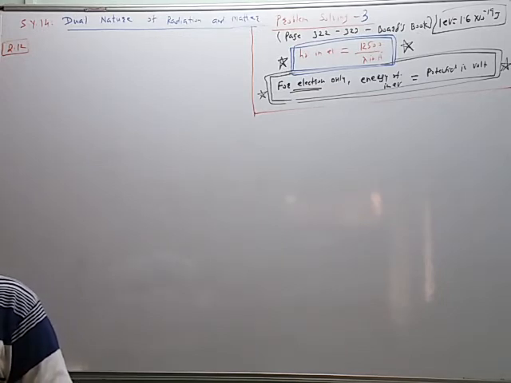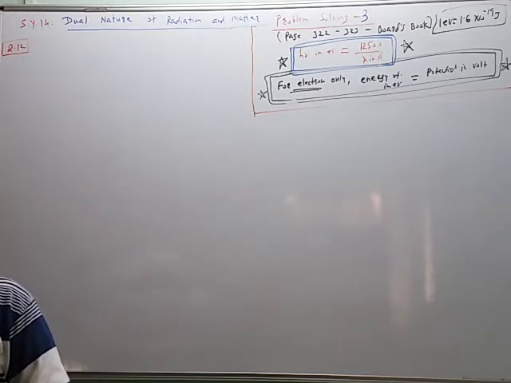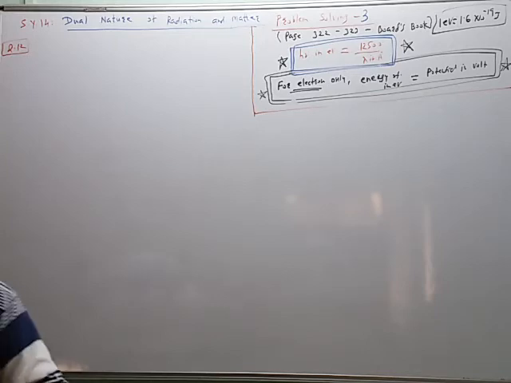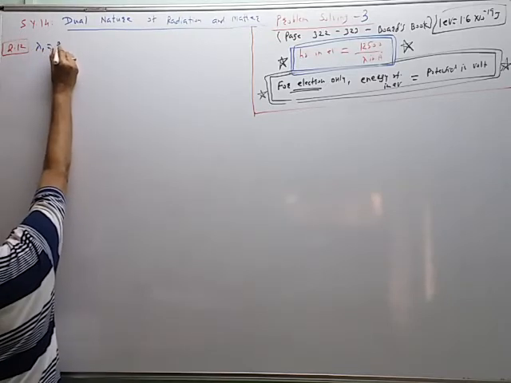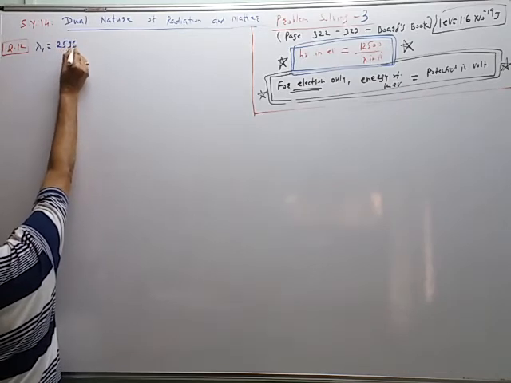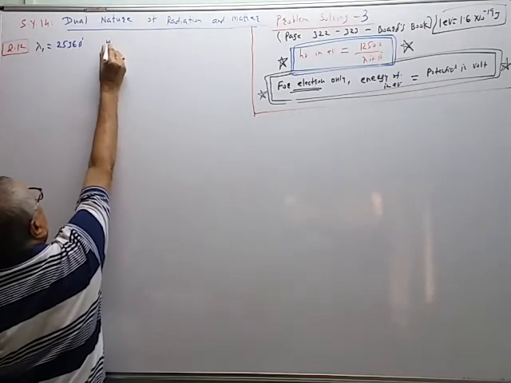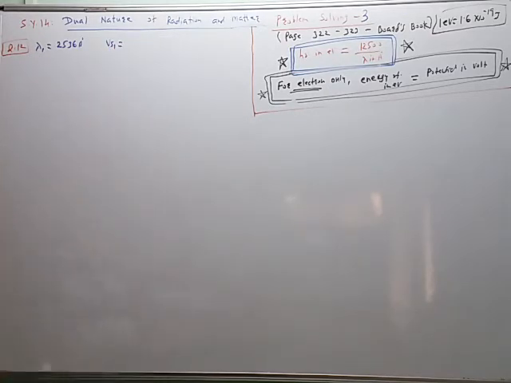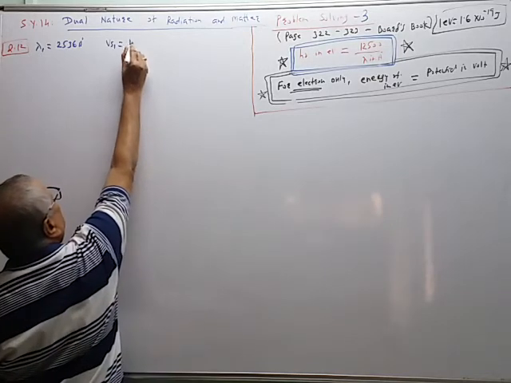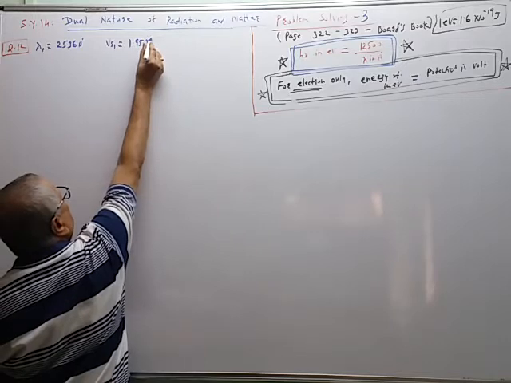So the table is given on the next page. Wavelengths are given and stopping potentials are given. So there are two wavelengths and there are corresponding two stopping potentials. So the first wavelength is 2536 angstrom. We will denote it by lambda 1. The corresponding stopping potential Vs1 is equal to 1.95 volt.